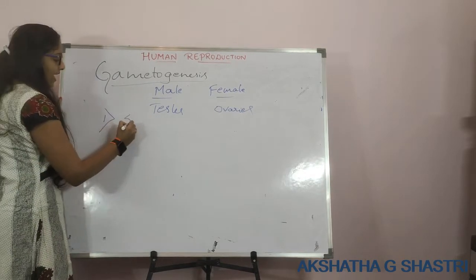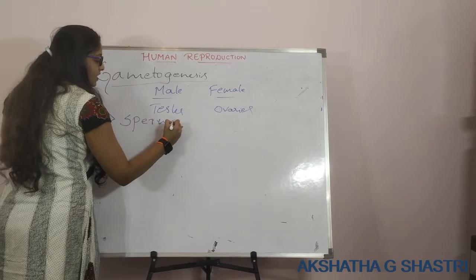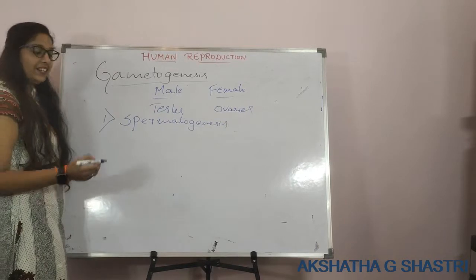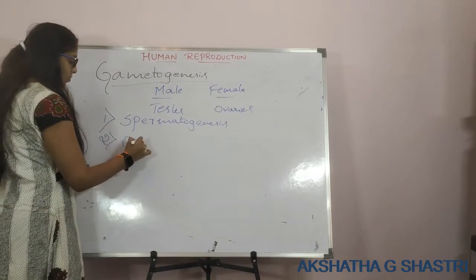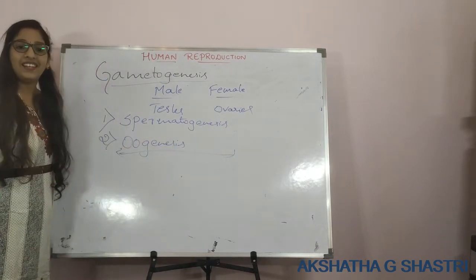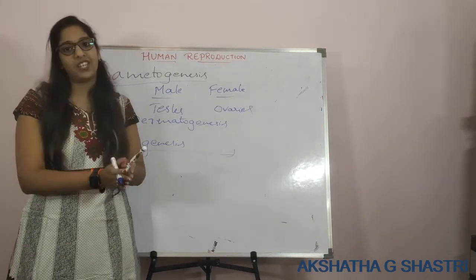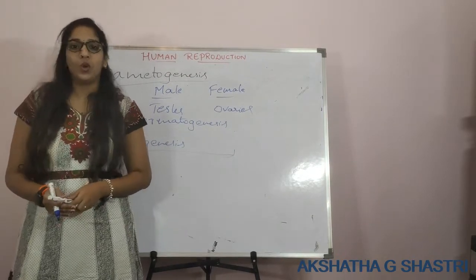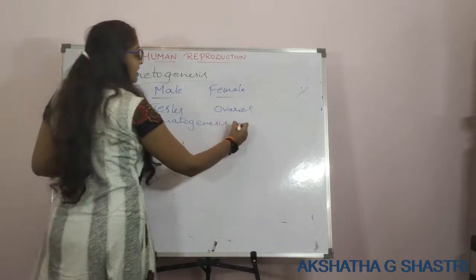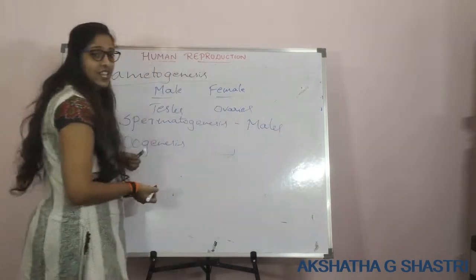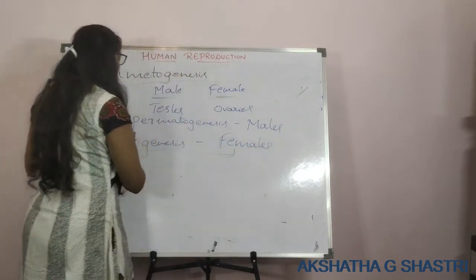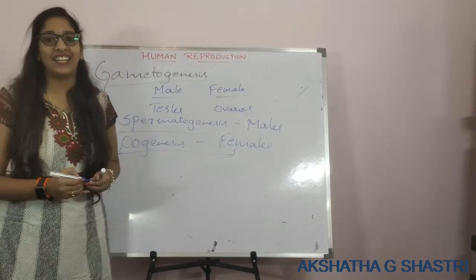See, gametogenesis is of two types. The first type is known as spermatogenesis, and the second type is oogenesis. Today, let us study spermatogenesis first, then we will go for oogenesis. Spermatogenesis takes place in males, whereas oogenesis takes place in females. Let us study one by one in detail.